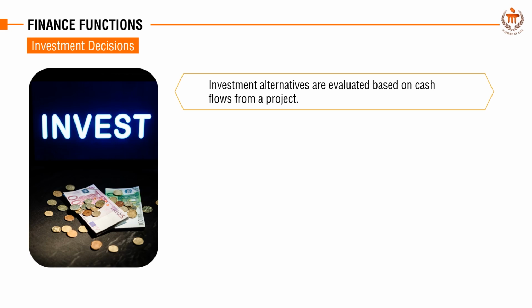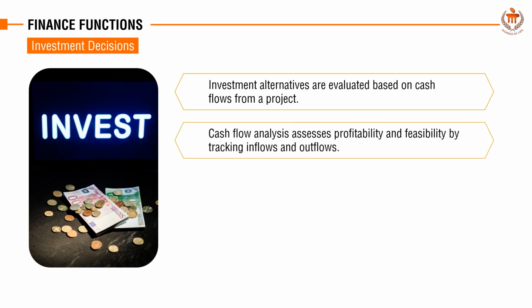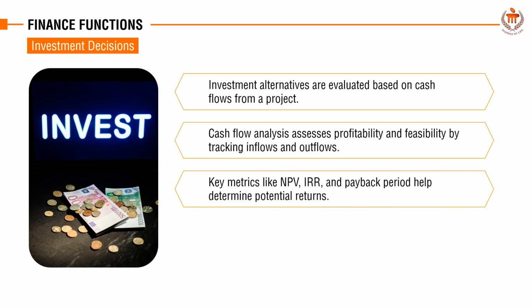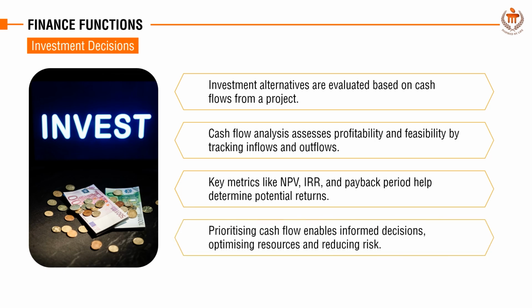Investment alternatives are typically evaluated by analyzing the cash flows generated by a business project. Cash flow analysis helps business assess the profitability and feasibility of potential investments by considering the expected inflows and outflows over time. This evaluation focuses on metrics like net present value, internal rate of return, and payback period to determine whether an investment will generate sufficient returns. By prioritizing cash flow, companies make informed decisions that optimize resource allocation and minimize financial risk.